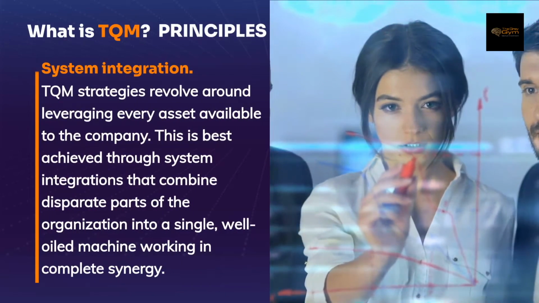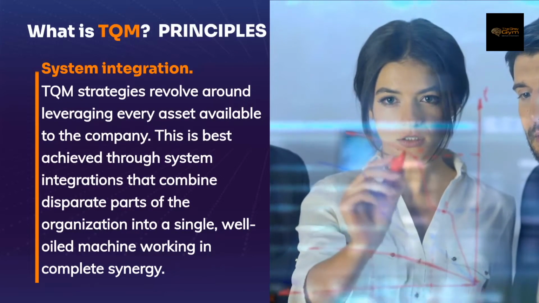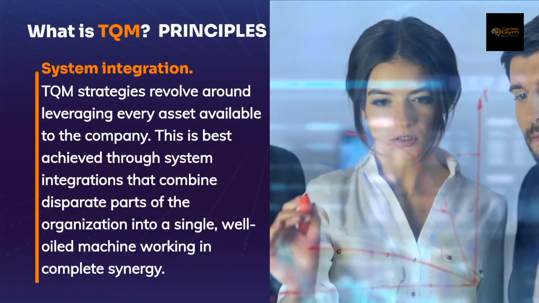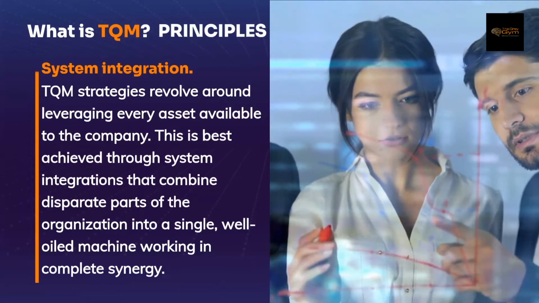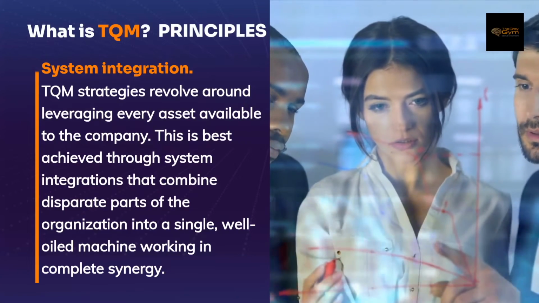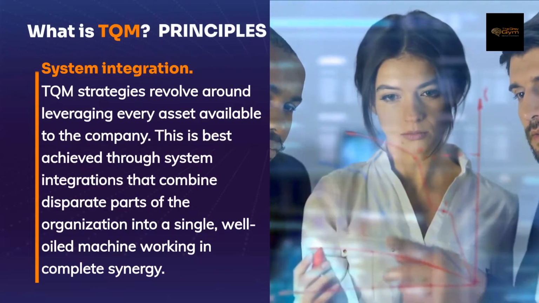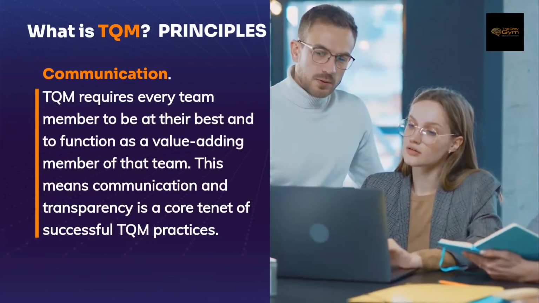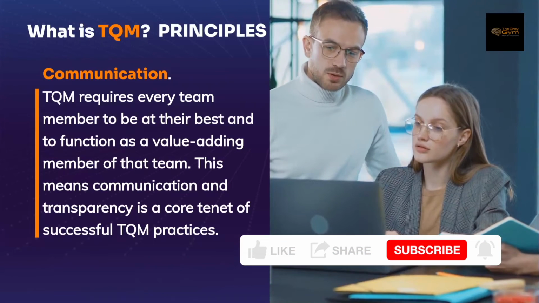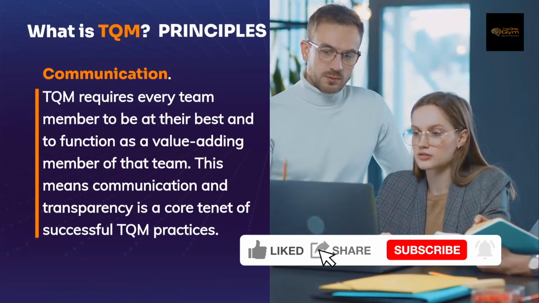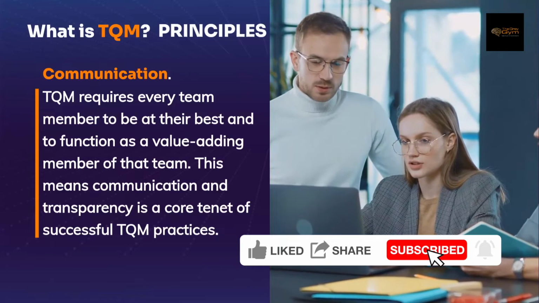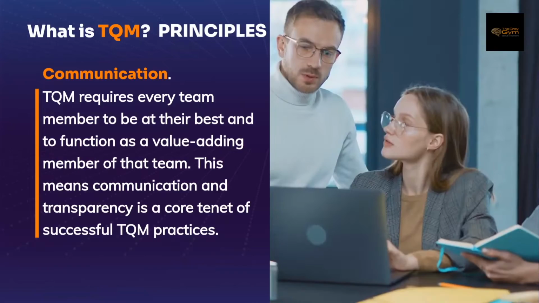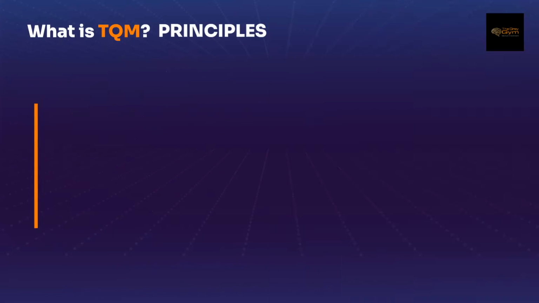System integration. TQM strategies revolve around leveraging every asset available to the company. This is best achieved through system integrations that combine disparate parts of the organization into a single well-oiled machine working in complete synergy. Next is communication. TQM requires every team member to be at their best and to function as a value-adding member of that team. This means communication and transparency is a core tenet of successful TQM practices.